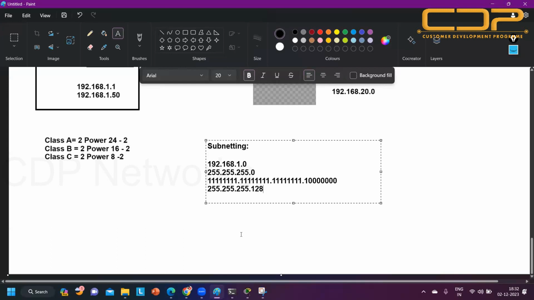Now if you check the network ID, again you convert the IP address and subnet mask into binary, then perform an AND operation to find the network ID. I have borrowed one bit. I have changed one host bit into a network bit. That means I have divided this network into two parts. See, there is one more formula, the formula for the number of networks. How do we find the number of networks?